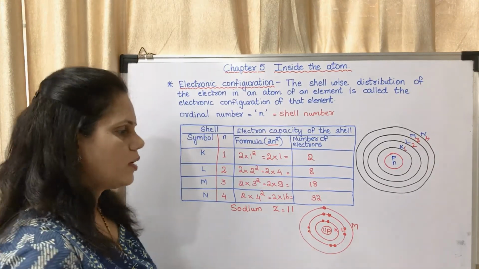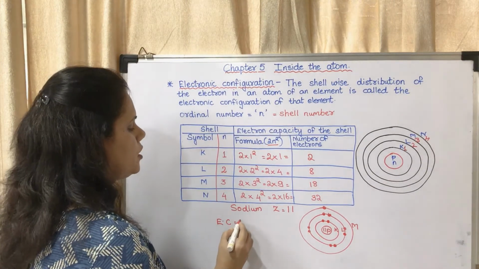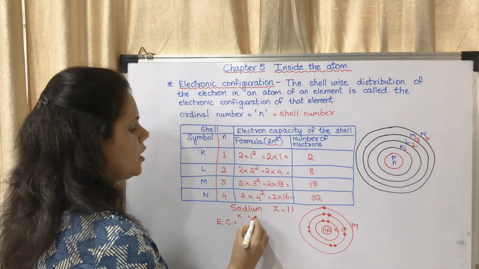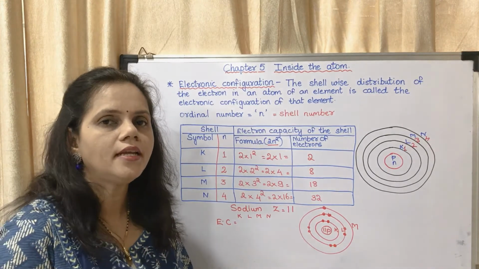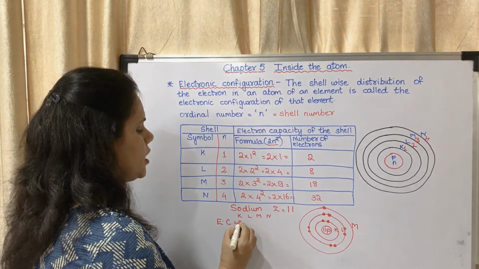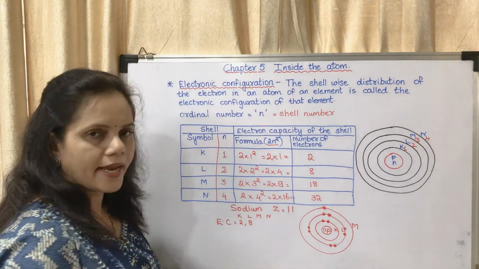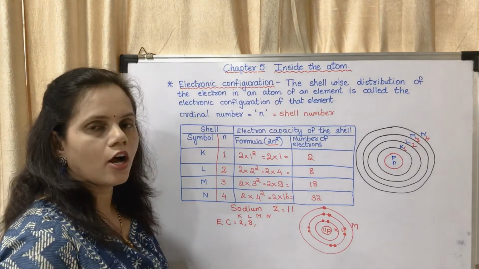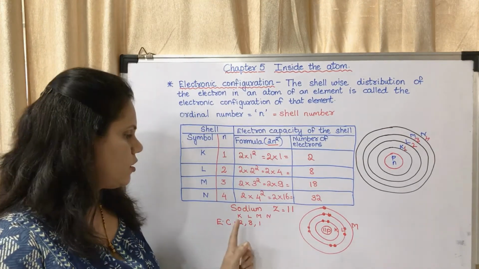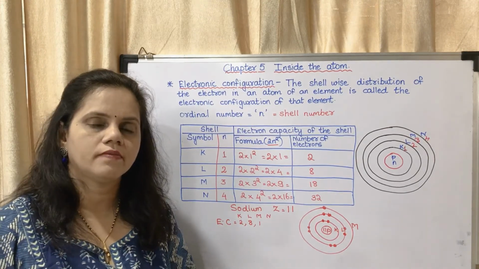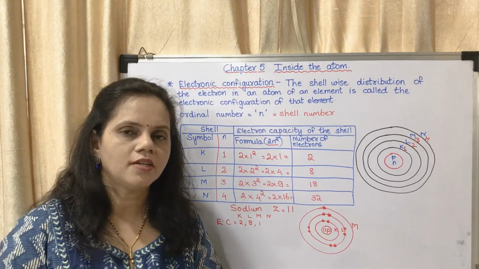Now how will you write the electronic configuration? When you write the electronic configuration, you will write how many in the K shell, how many in the L shell, how many in the M shell, and how many in the N shell. How many in the K shell? It is 2. There is a comma given. How many in the L shell? It is 8. Again there is a comma given. And how many in the M shell? There is only 1. So what will be the electronic configuration of sodium? The electronic configuration of sodium will be 2, 8, 1. Okay, you may copy this in your notebook.